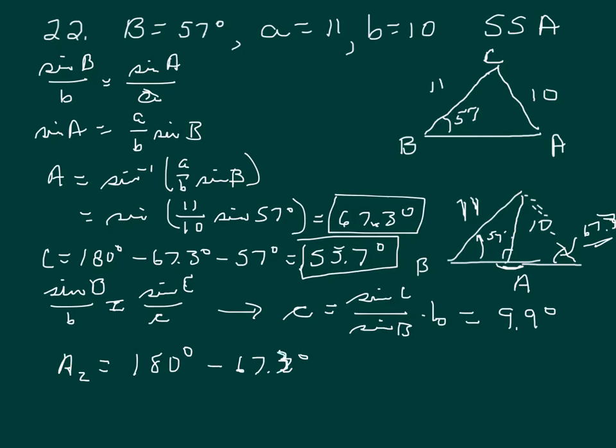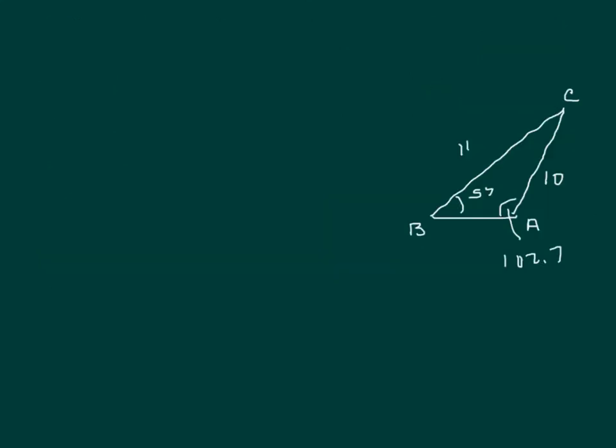67.3 degrees. So 180 degrees minus 67.3 degrees makes the obtuse A 112.7 degrees here. Let's draw the triangles again.